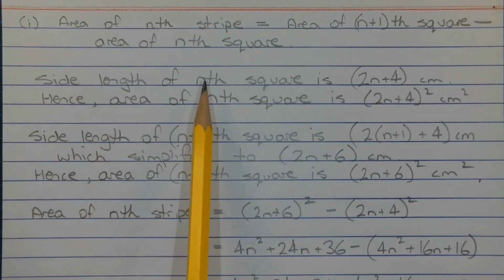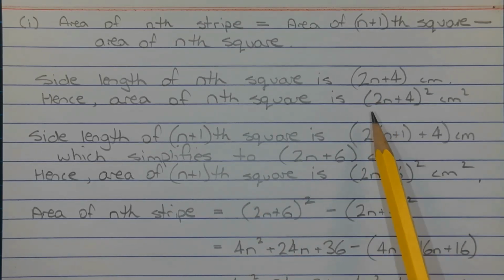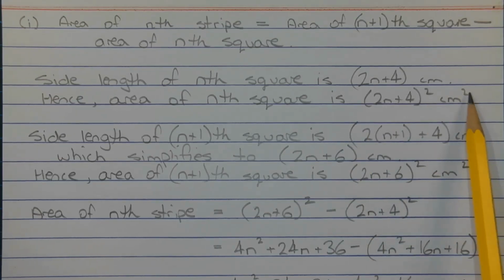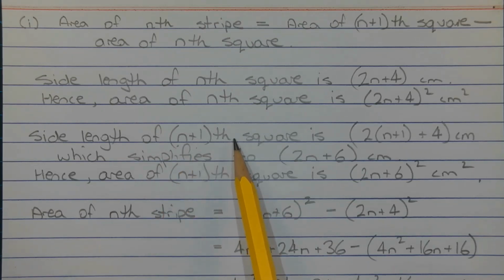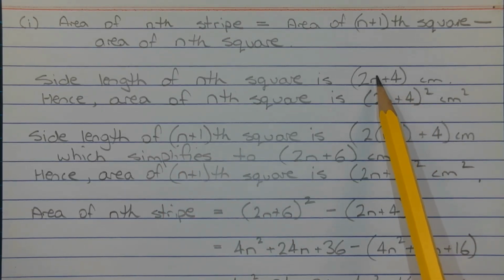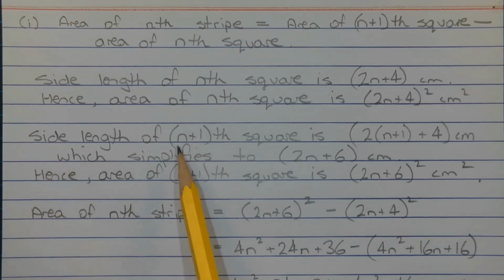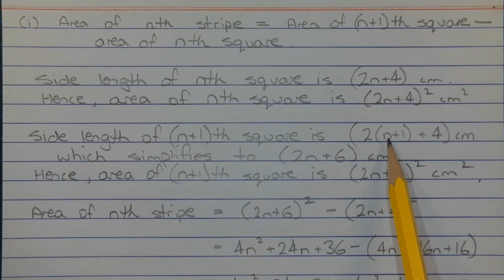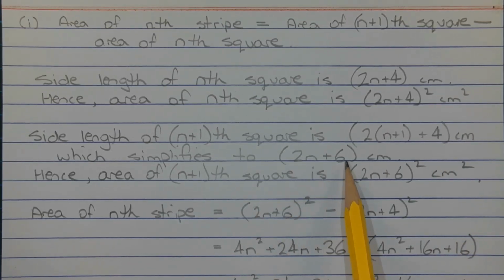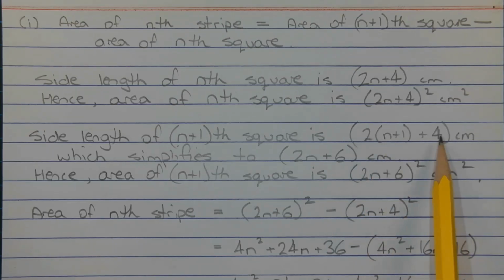Now the side length of the nth square is given as 2n plus 4 centimetres. So to find the area of the nth square, we square 2n plus 4. So we get (2n plus 4) to the power of 2 square centimetres. Now to find the side length of the n plus 1 square, we substitute n plus 1 for n in the side length of the nth square, since we've increased n by 1. So the side length of the n plus 1 square is 2 times (n plus 1) plus 4 centimetres. And that simplifies to 2n plus 6 when we expand the brackets here and collect like terms.